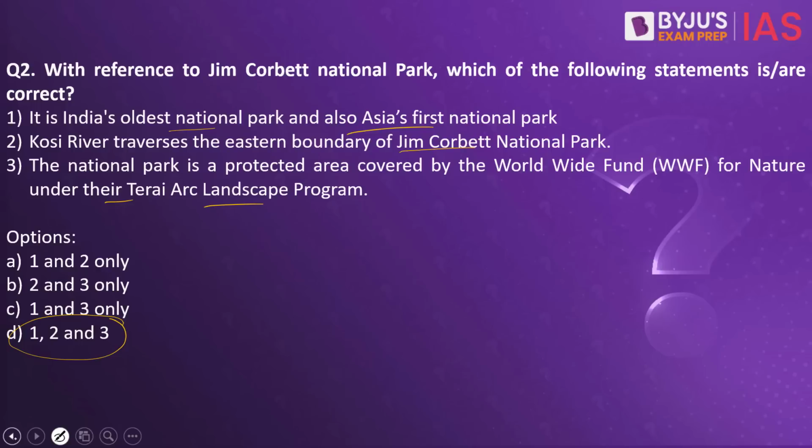Which are the rivers that go through this particular national park? We have the Ramganga River, which happens to be the lifeline for the Corbett National Park, and we also have the Kosi River, which traverses the eastern boundary of the Jim Corbett National Park.